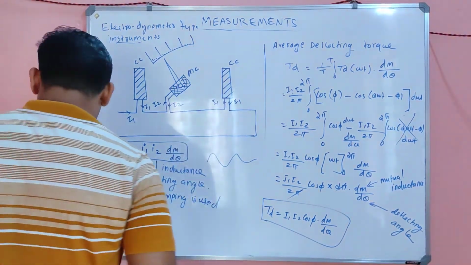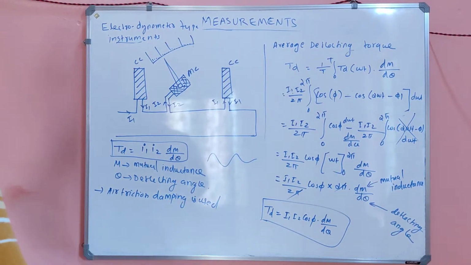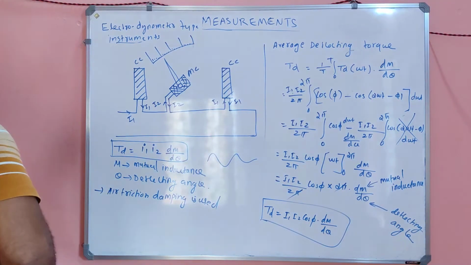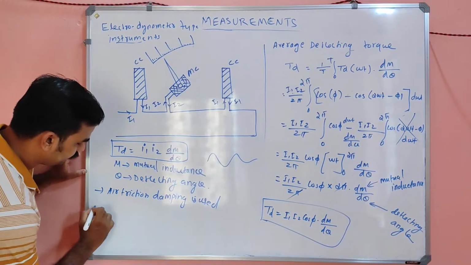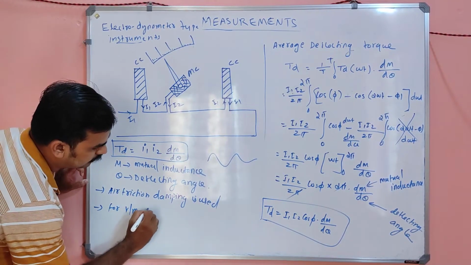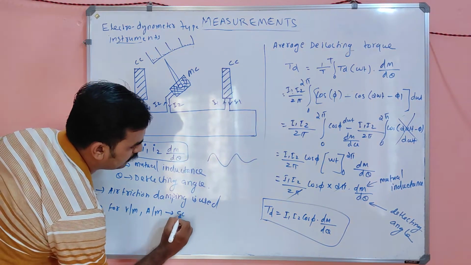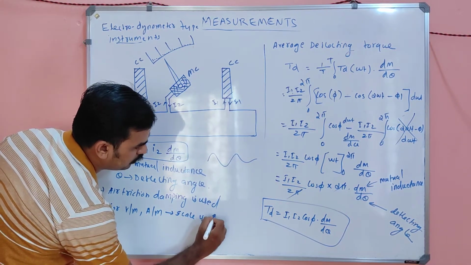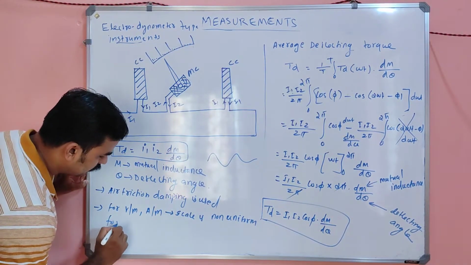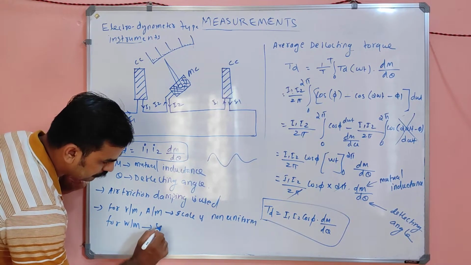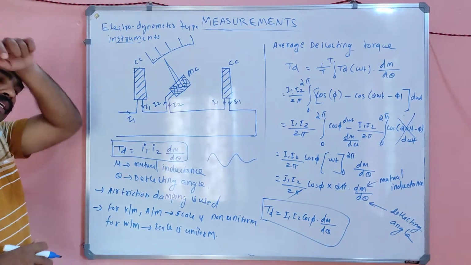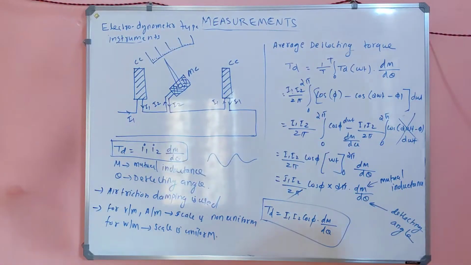Only these return terms, now that is very, very important. No need to focus very much. And one more thing, for voltmeter and ammeter, the scale is non-uniform, and for wattmeter, the scale is uniform. This thing you have to note. The scale non-uniformity is for just voltmeter and ammeter.